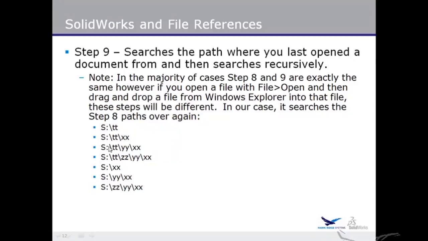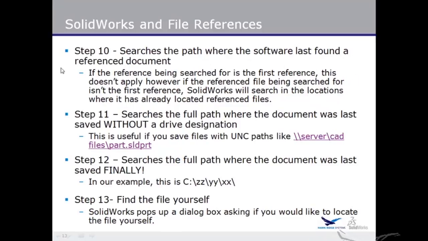So again, you can see it's searching the S drive for those paths. Step 10 now is that it's going to search the path where the software last found a reference document. And so if bracket.sldprt was the very first document in this assembly that it was looking for, step 10 is not going to have a path because it hasn't found a reference document yet. But if bracket was the second part or some part thereafter, it will have found a number of references before that, and it will look through those locations to find bracket.sldprt, which makes sense, assuming that you store some of your files in the same location.